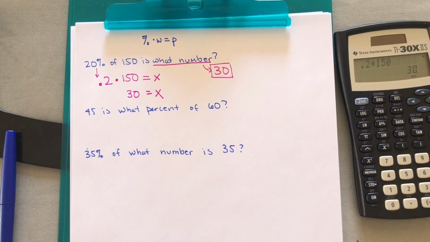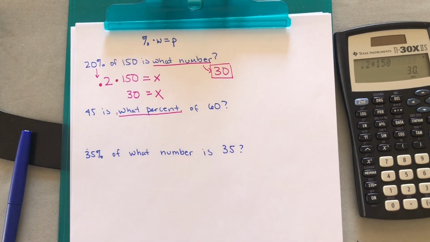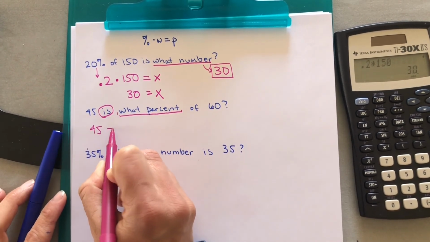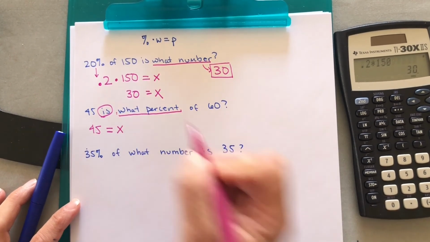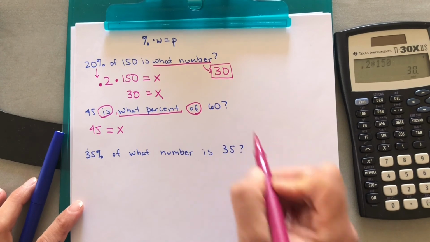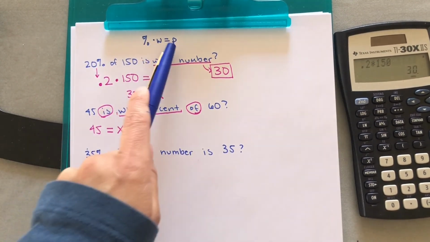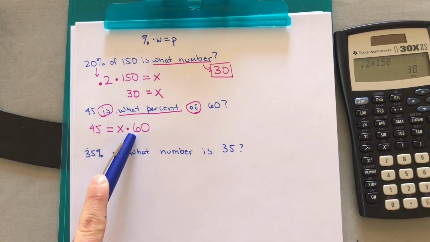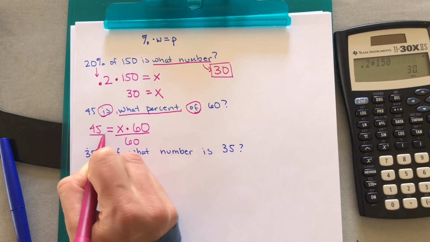All right, let's take a look at the second example. 45 is what percent of 60? So I can see that the percent is what I'm missing here. Let's try translating this sentence. 45 is, or equals, some percent, we don't know, so let's let a variable stand in for that, of 60 means times 60. So 45 is our part, and that equals some percent times 60, the whole. Now I'm going to solve my equation, dividing both sides by 60.